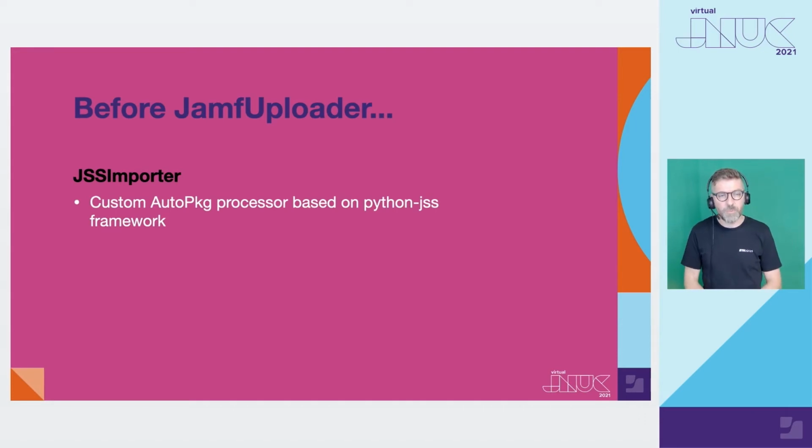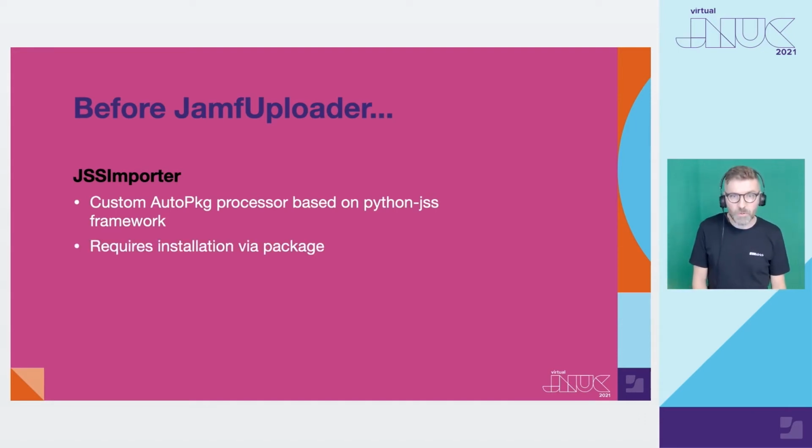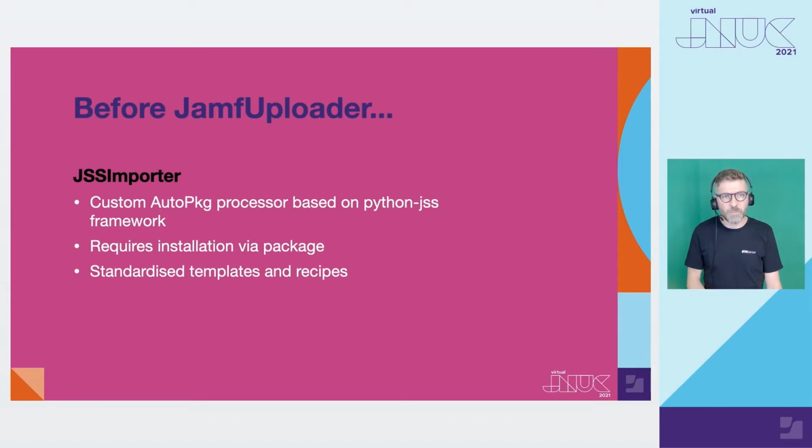Well, JSS Importer requires additional Python packages to function. So JSS Importer must be installed separately to AutoPkg itself. It's optimized towards a standard recipe design. You can change certain aspects of the recipes to fit your needs, but this gets complex or sometimes not possible if you veer too far away from the envisaged standard.